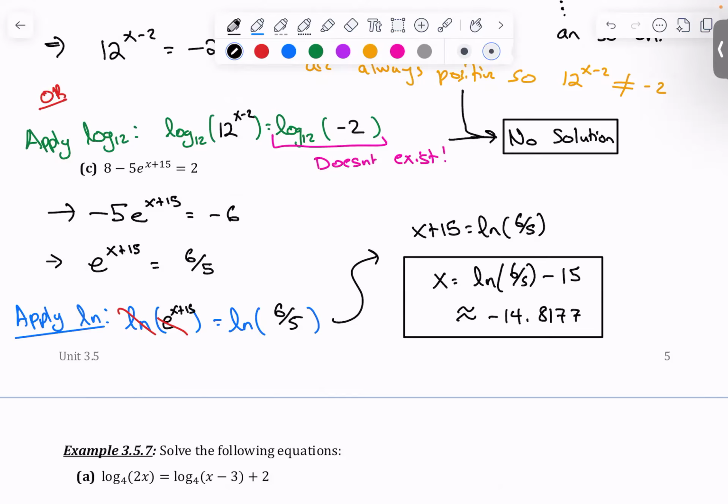So for the question, the natural log of x plus 15 equals 6/5 now. The right one is correct? This right here? Yeah, that's correct now because it's natural log of something. Natural log needs to be on the left when you're writing it.